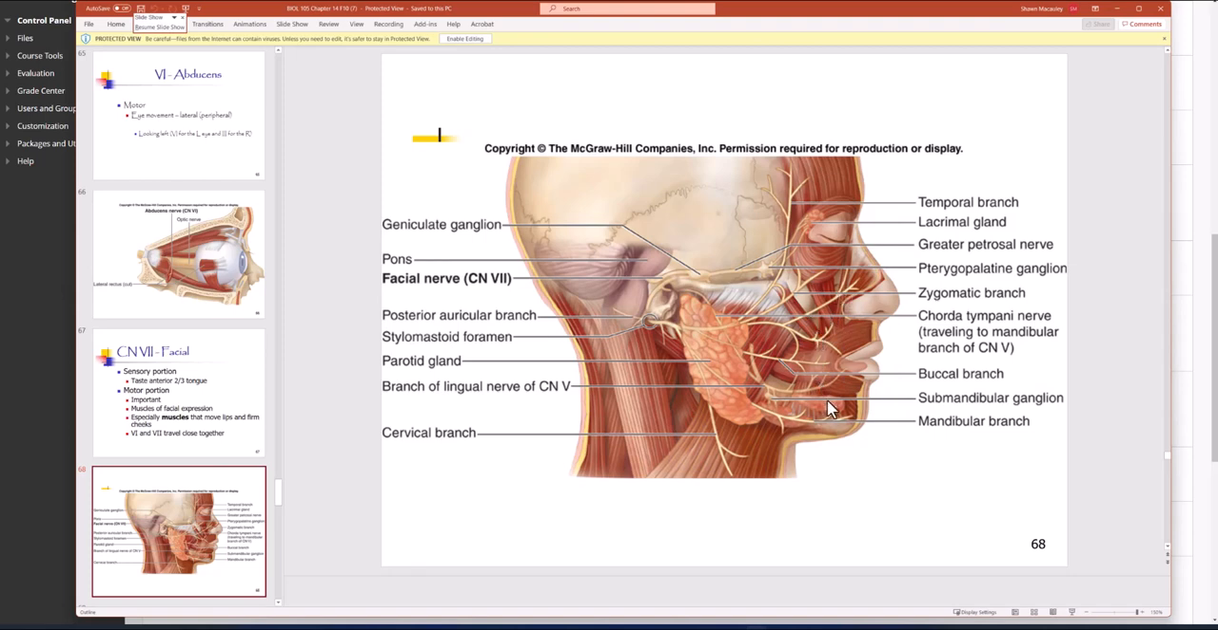You can also see that it's going to your salivary glands, right? And 7 is specifically going to the salivary glands here in the front, called your submandibular and your sublingual glands.